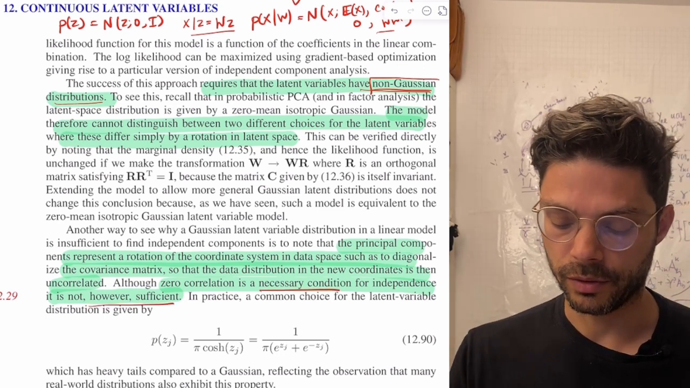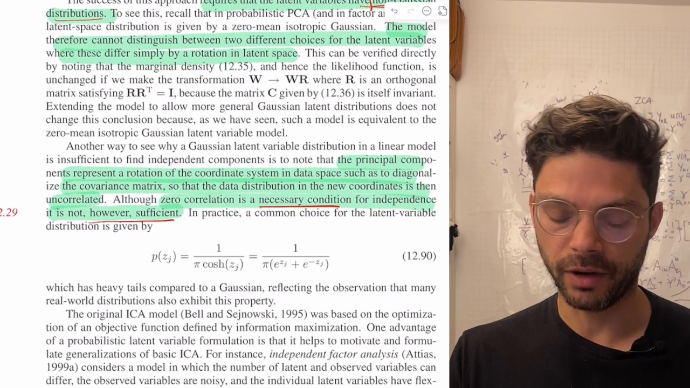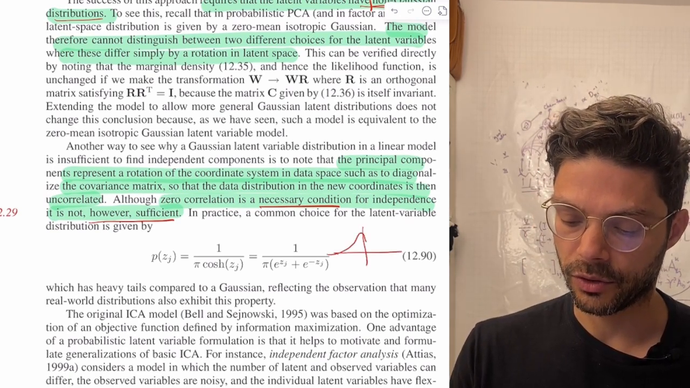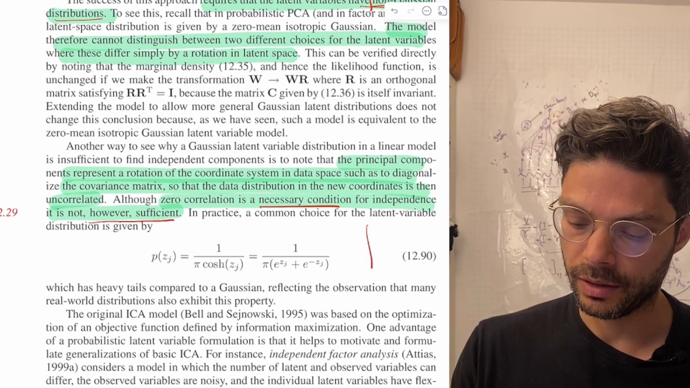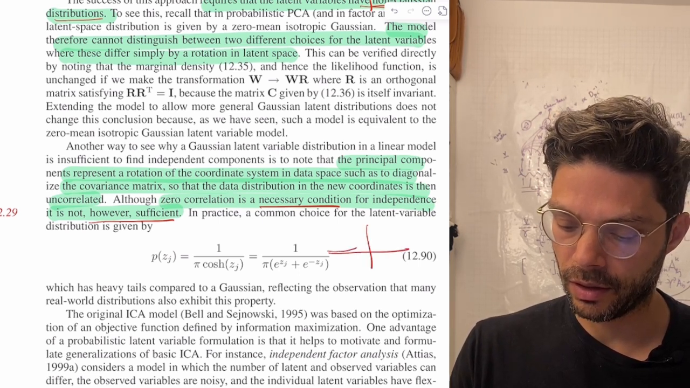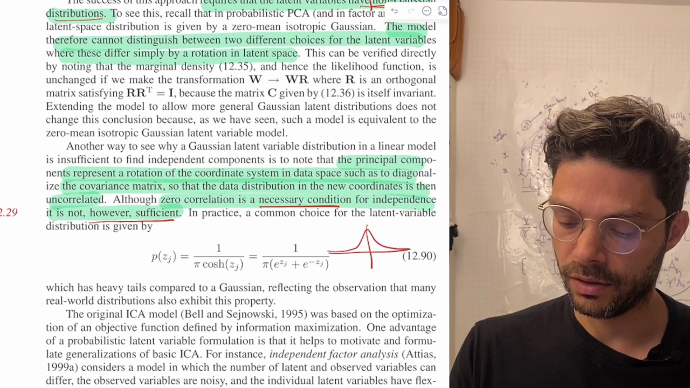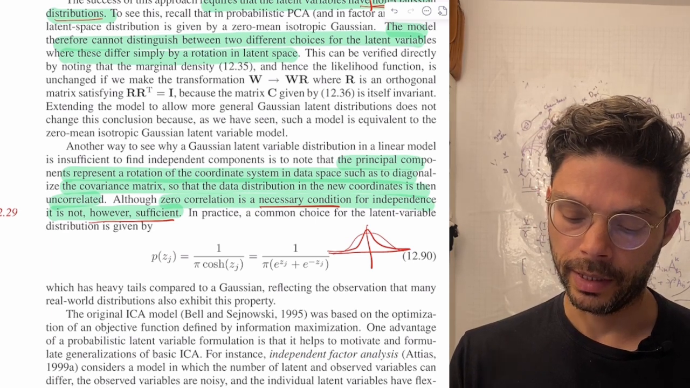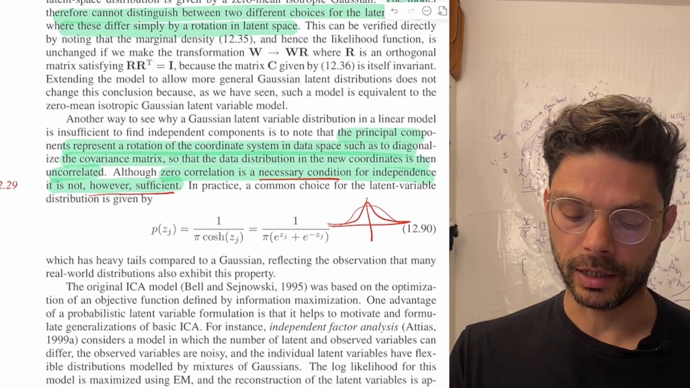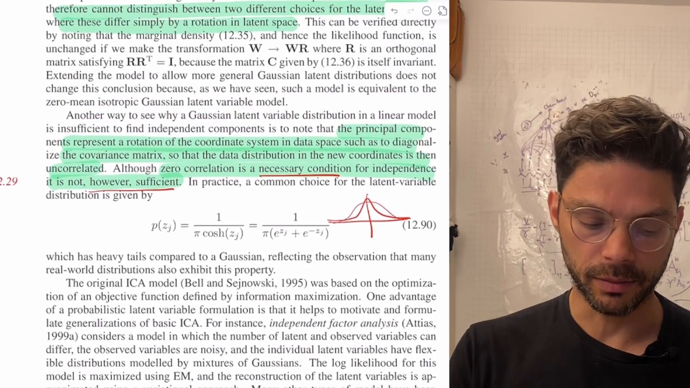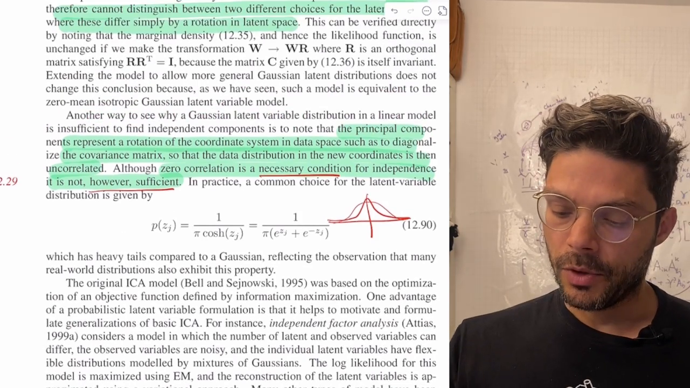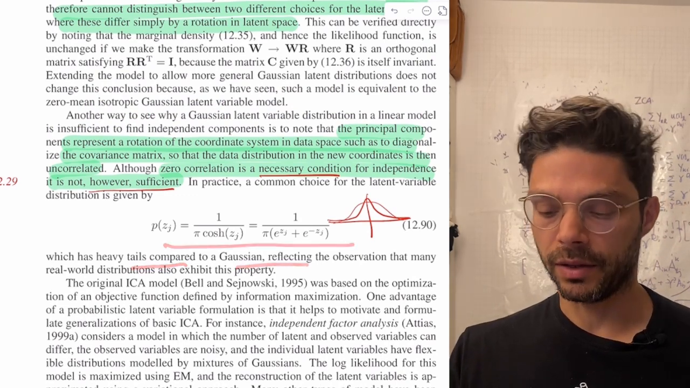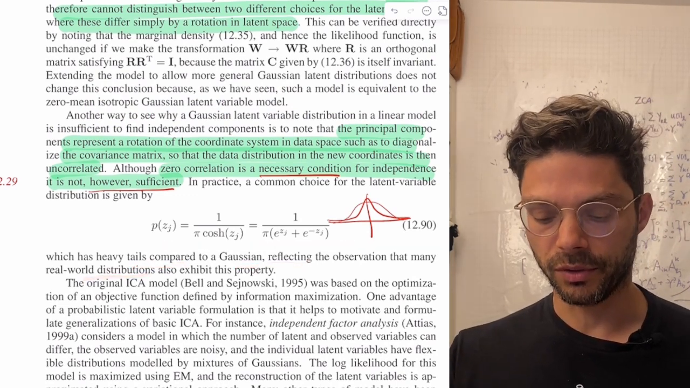In practice, a common choice for latent variable distribution is one of these guys, which looks like this. So it has kind of heavier tails than the Gaussian. I'll come back to this point. Let's just finish the section. A common choice for latent variable distribution is given by this, which has heavy tails compared to a Gaussian, reflecting the observation that many real-world distributions also exhibit this property.